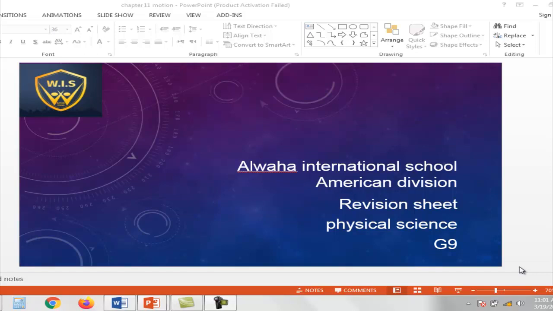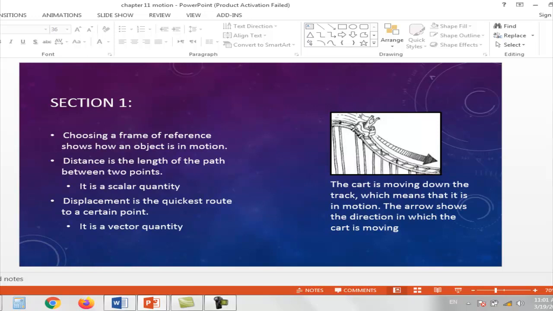Today we will start our revision sheet, but before that we will make a revision about chapter 11, motion. In this part we will talk about the definitions of distance, displacement, speed, velocity, and the difference between them. What is the difference between distance and displacement?